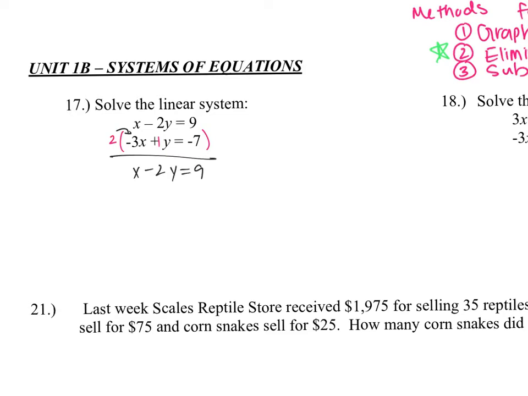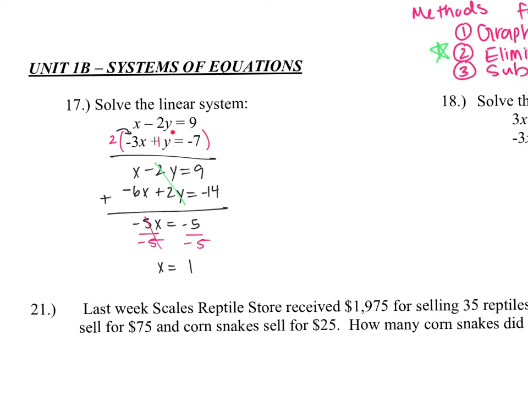I'm going to distribute the 2 in, so that gives me negative 6x plus 2y, and then I multiply this 2 with the 7, so that gives me negative 14. If I combine my like terms, the y's cancel. I would have 1 and negative 6; if I add that, I get negative 5x, and this side here is 9 minus 14, which gives me negative 5. So if I divide by negative 5, this cancels, and x is equal to positive 1. So my x value is 1.